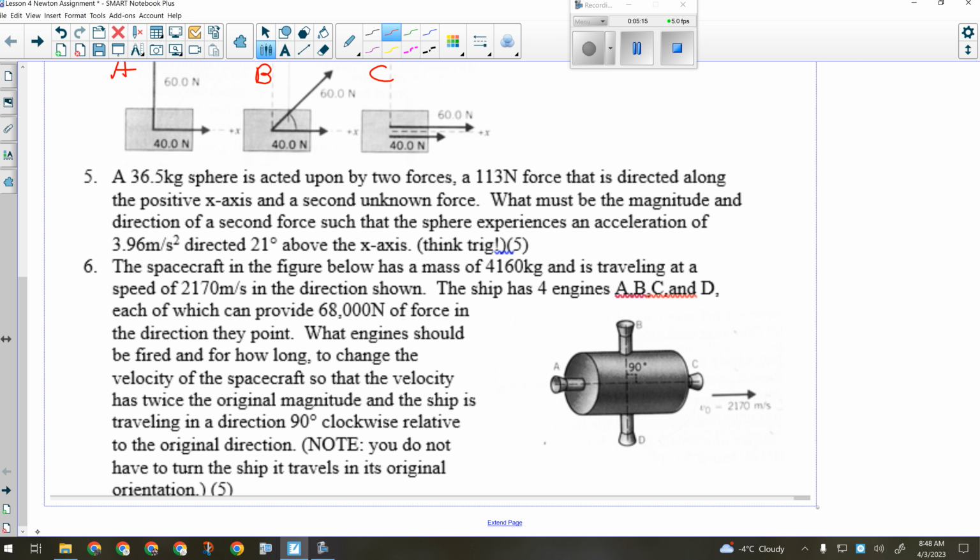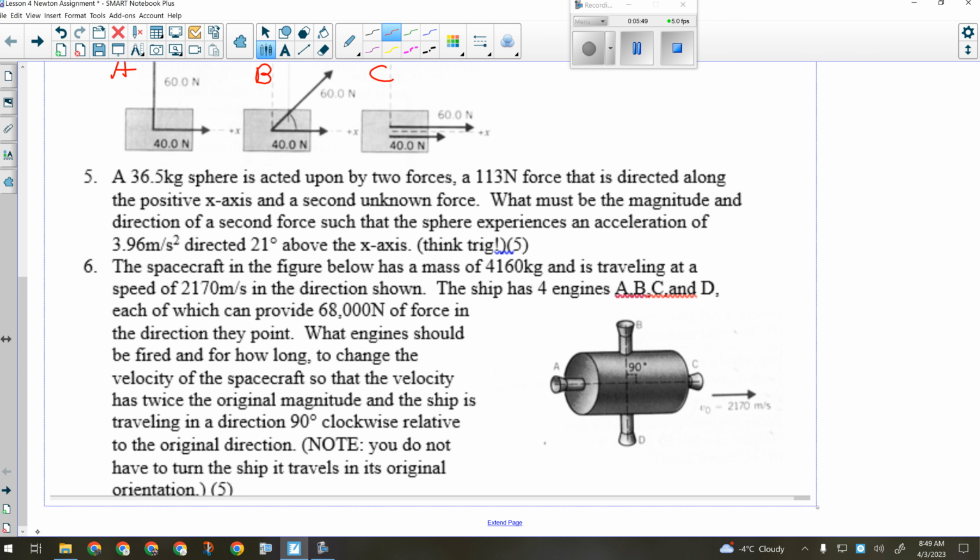All right, here's the thing you need to know about this ship. You can only use 1 engine at a time, okay? So what we want to do is not go this way anymore, so we have to stop, and then we want to go this way at twice the original velocity. Right? So you have to fire 2 engines to make that happen. You have to decide which 2 engines need to be fired and for how long.